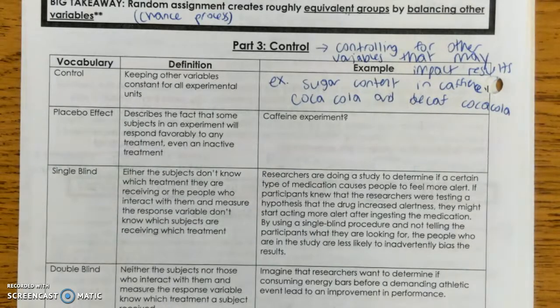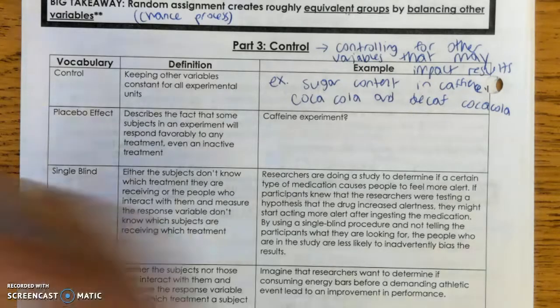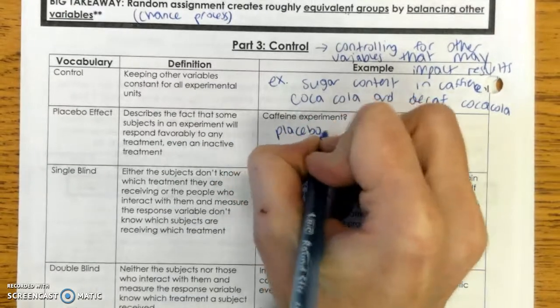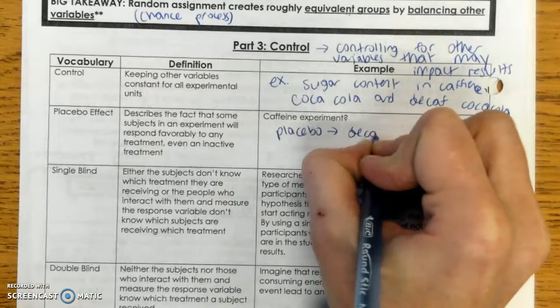All right, placebo effect describes the fact that some subjects in an experiment will respond favorably to any treatment, even an inactive treatment. All right, now Ms. King is going to show you a video later that really illustrates the placebo effect. For now, in the caffeine experiment, we'll say that our placebo was the decaf Coke.